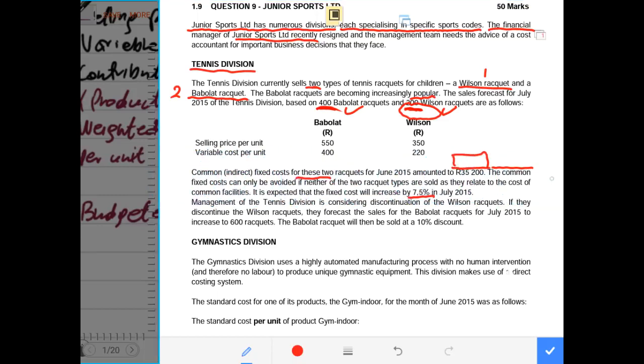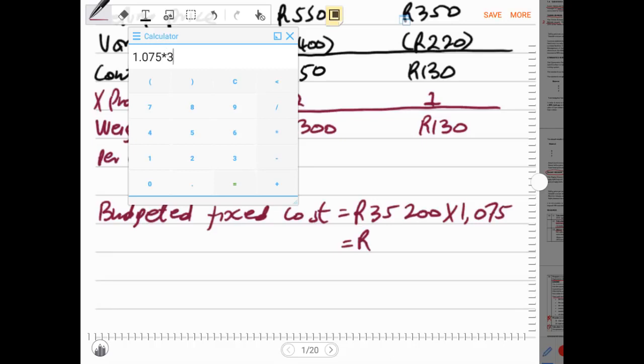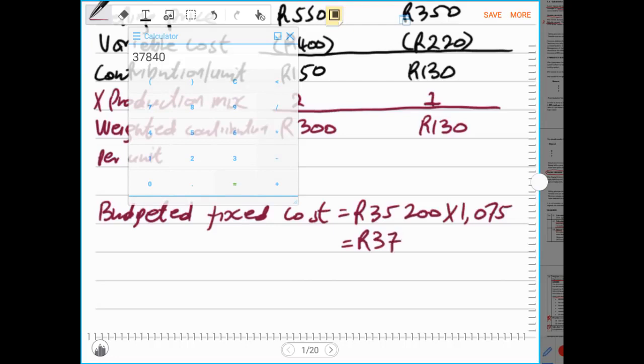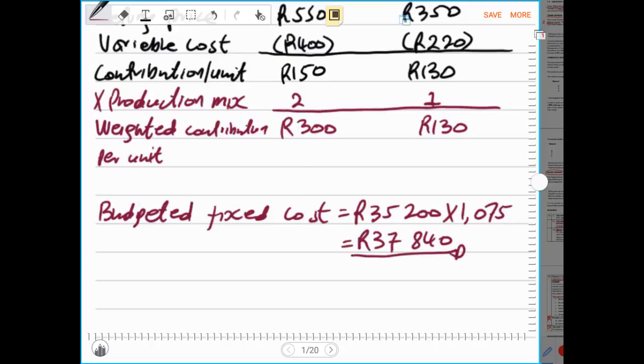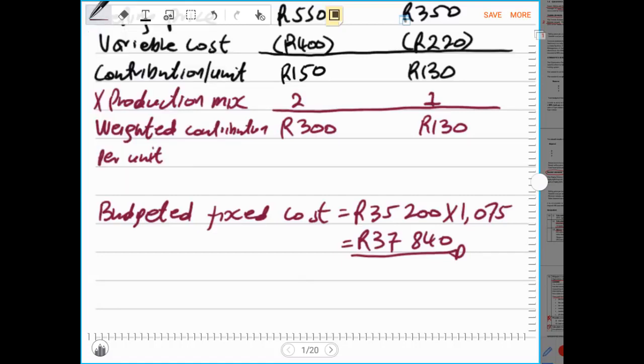So now that was 35,200, times that by 1.075. So now that means it will be times 35,200 in order for us to get to the budgeted fixed cost, which is 37,840 budgeted for the month of July in the year 2015. So now we have calculated our weighted average for each unit, and we have our fixed cost, assuming there is no other fixed cost.